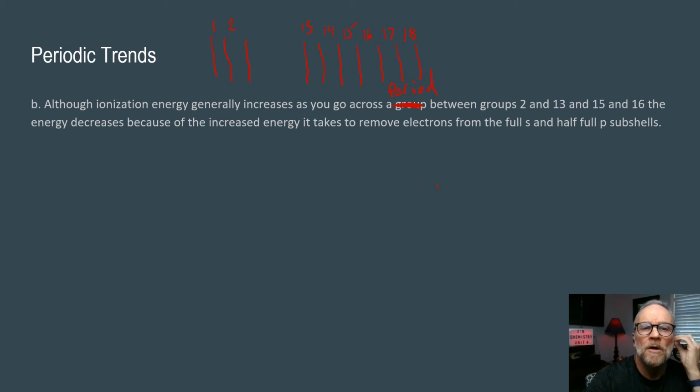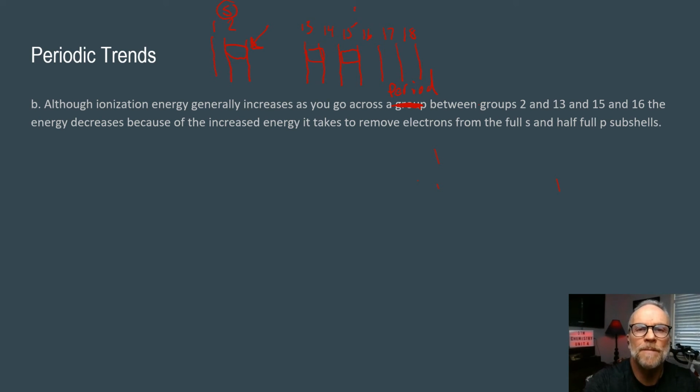Okay. So here you have a full S subshell, right here with this element that's in group 2. And so to remove this electron is extremely difficult, but this next electron in group 13 takes a little less energy, so you get a slight dip in energy there. The same thing is true between 15 and 16 here, because you have a half full P subshell.